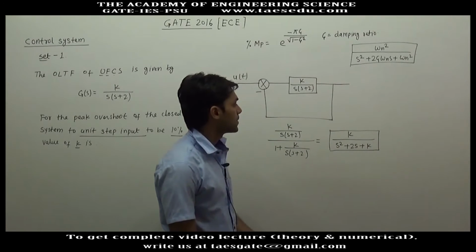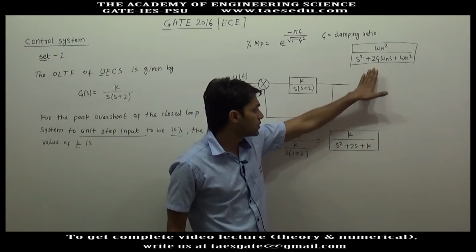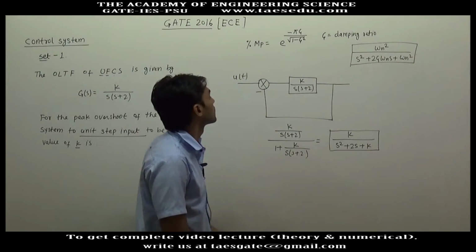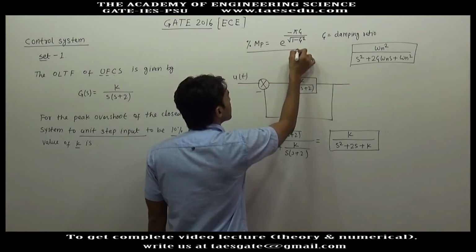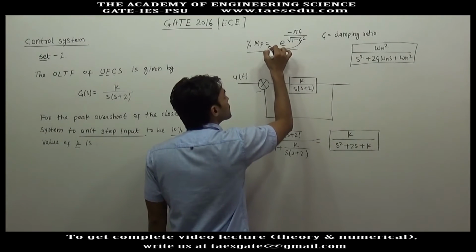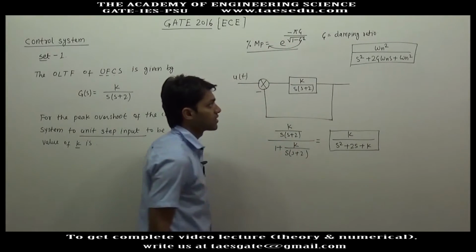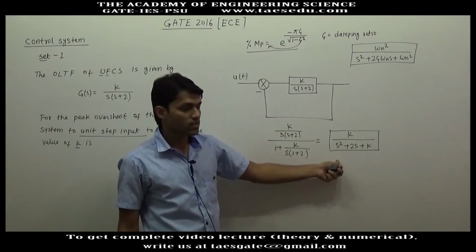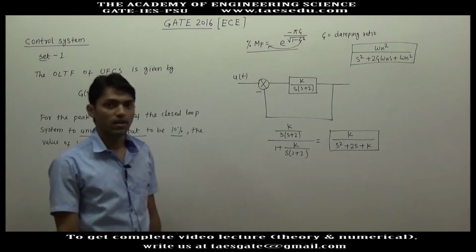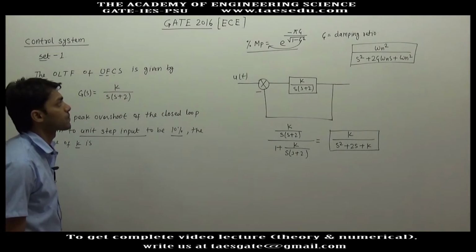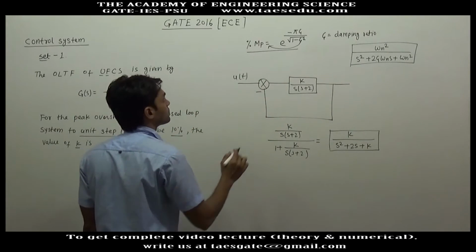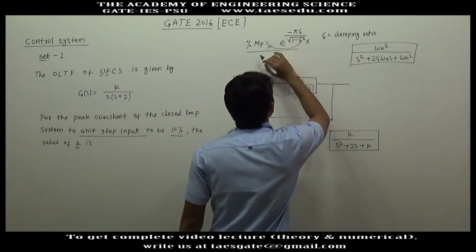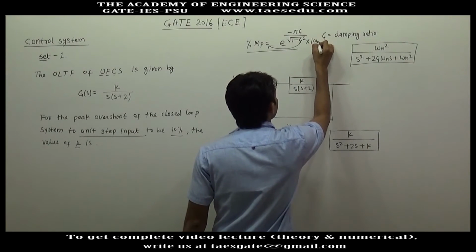So by comparing, we will first find out the damping ratio in terms of k. Then from the overshoot equation we will find out the required damping ratio, and here we will have the damping ratio in terms of k. So that way we will find out the value of k. So the percentage peak overshoot has to be 10%. To calculate in percent, we have to multiply it by 100.